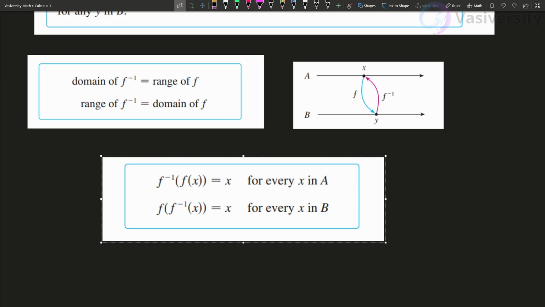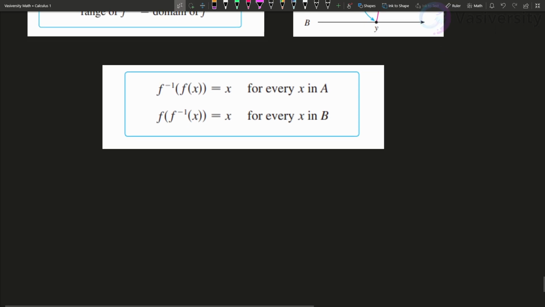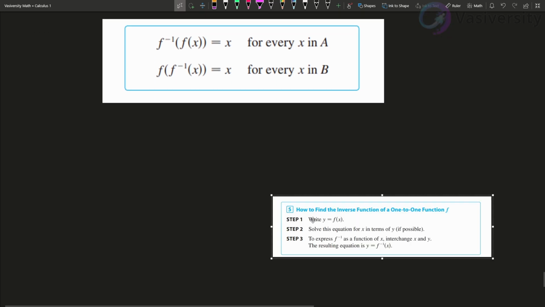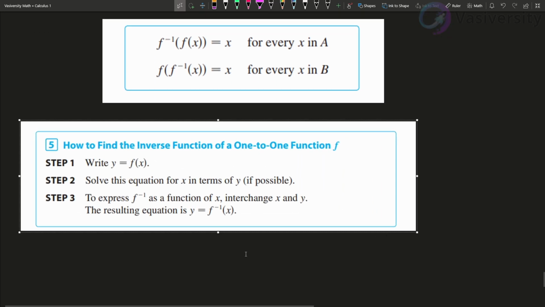So how do we find the inverse function, though? Remember how to find the inverse function? You have to follow the following process. Step one, write y equal to f of x. Solve this equation for x in terms of y if possible. So essentially you're trying to flip it: x is equal to f of y, and you solve for y again, and that new y will be your inverse. Then express f inverse as a function of x, interchanging x and y, and write the resulting equation. Okay, so that's how we would find the inverse of a function.